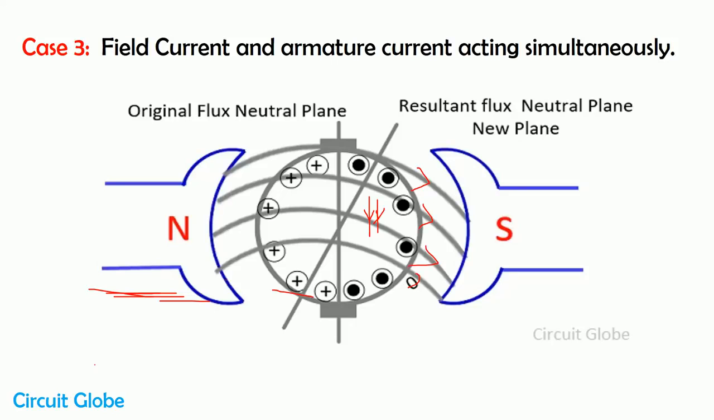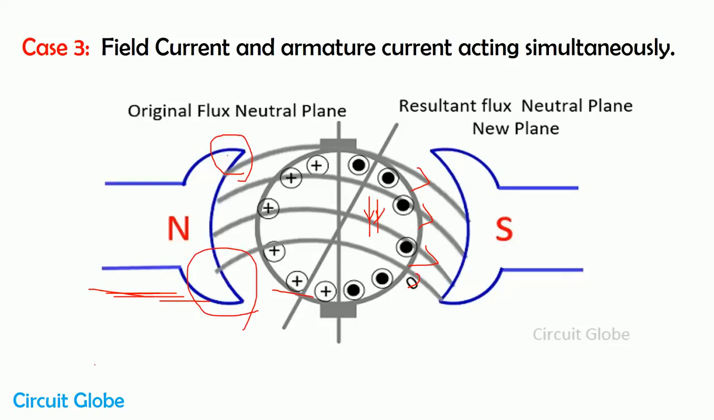Because of the interaction of field flux and the armature flux, one resultant flux is induced, and that flux is known as the armature reaction. Now, what is the impact of armature reaction on our machine? Guys, when armature reaction occurs in the machine, the flux is unevenly distributed among the conductors.